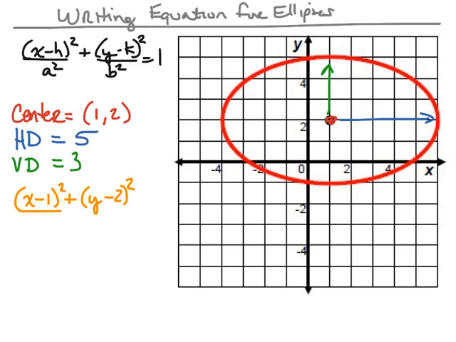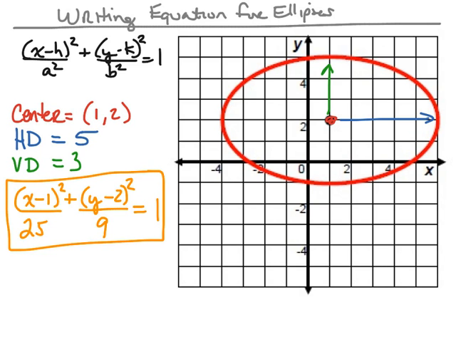Underneath my x minus 1 squared, we're going to put our horizontal distance squared. We're going to take the 5, square it, which becomes a 25. We're going to do the same thing with our vertical distance. We're going to take that 3, square it, becomes a 9. And remember, these equations are always equal to 1. Therefore, this is the equation for this ellipse.